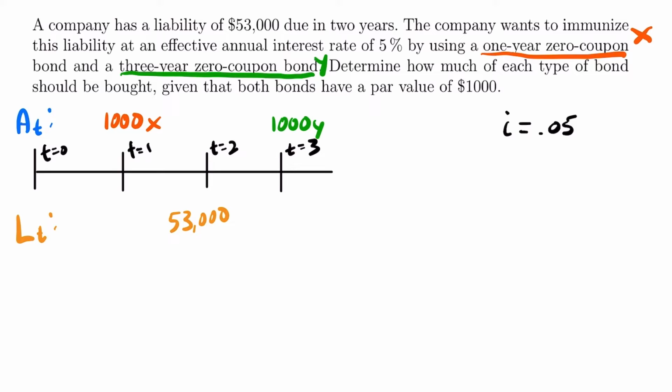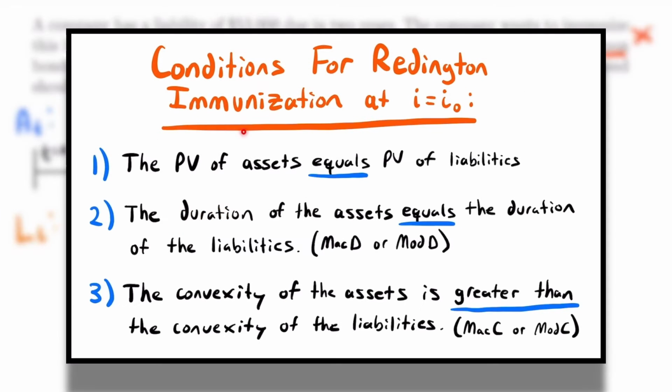Since we can see that full immunization is possible, we will work with the conditions for full immunization rather than Redington, which basically all that means is that we can ignore the third condition of Redington immunization. And if you're not familiar with what I'm talking about, feel free to check out my lesson video for this topic where I explain all of that in more detail. Okay, but as a review, here are the 3 conditions for Redington immunization in order to have Redington immunization at i equals i naught, or in our case, i equals 0.05.